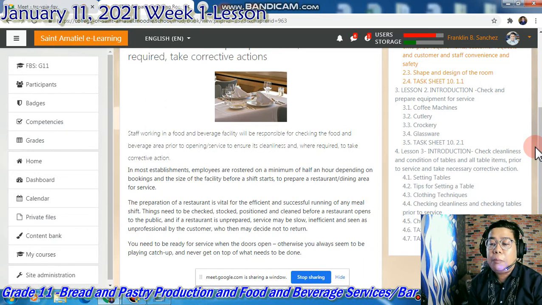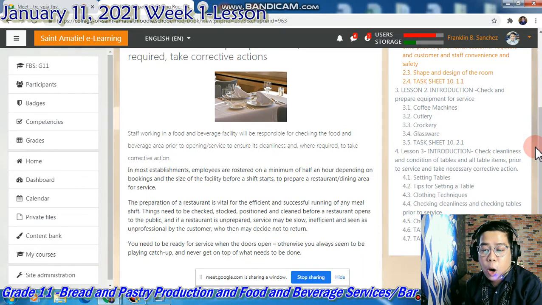Ayan. So, kailangan po natin yan kasi nga, ano ba ang ginagawa pag nag-o-open po tayo ng ating operation? Before po mag-open ng restaurant, ano-ano ba yung mga routine at mga procedures na ginagawa? In most establishments, employees are rostered on a minimum of half an hour, depending on bookings and size of the facility, before the shift starts. Ayan. So, nakadepende din po sa dami, sa itsura at saka sa laki ng establishment at sa dami nung i-cater natin.